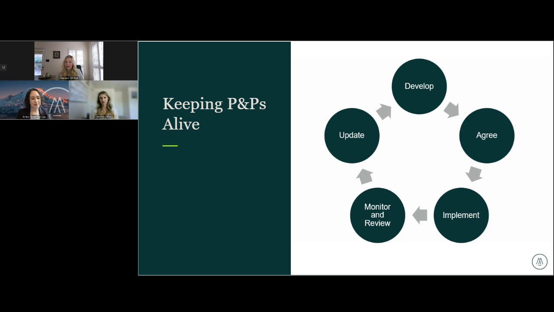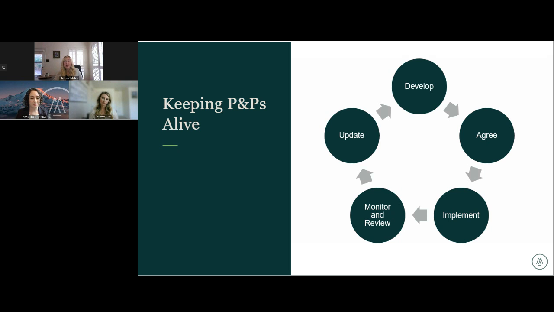So once that agreement has been made, comes implementation, and implementation just isn't hitting send, look at the newest policy and procedure that we provided. It's really making sure that there's proper training in place. This is not a surprise to employees, and everyone is in agreement that this is something that should be done. And then monitoring and reviewing them.